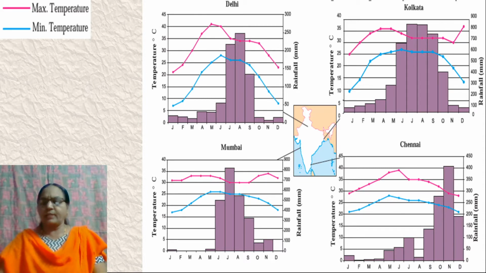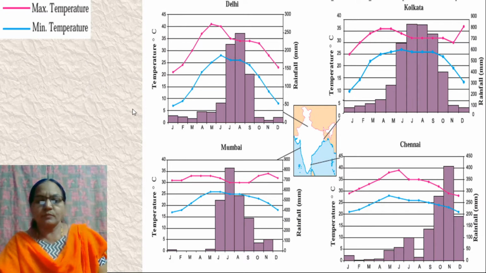Again, you find on the x-axis the months have been given, and on the y-axis on the left hand side we have temperature, and on the right hand side you have rainfall. Okay, so the maximum temperature is shown by this pink line and the minimum by the blue line.